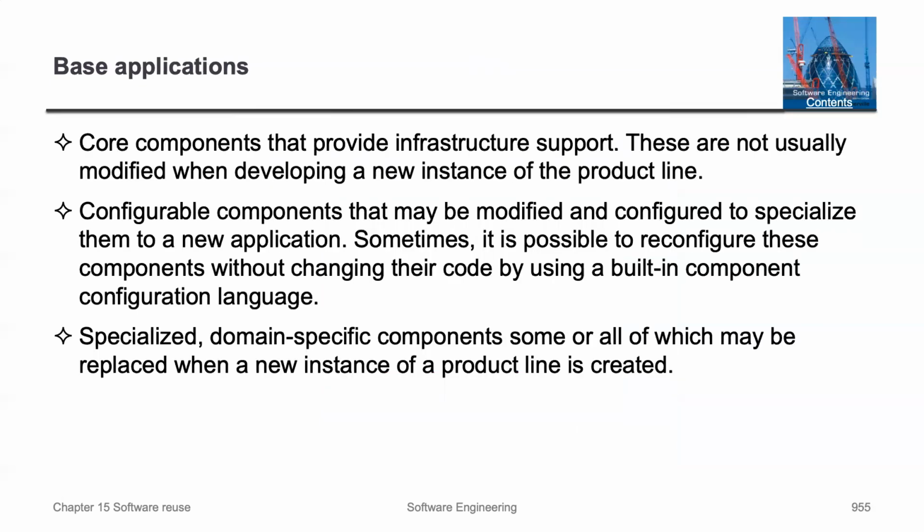For the base application, these are the core components that provide infrastructure support. These are not usually modified when developing a new instance of a product line. Configurable components may be modified and configured to specialize them to a new application. Sometimes it is possible to reconfigure these components without changing their code by using a built-in component configuration language. Specialized domain-specific components, some or all of which may be replaced with a new instance when a product line is created.